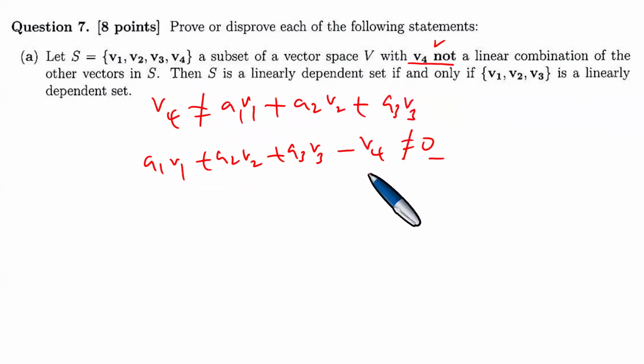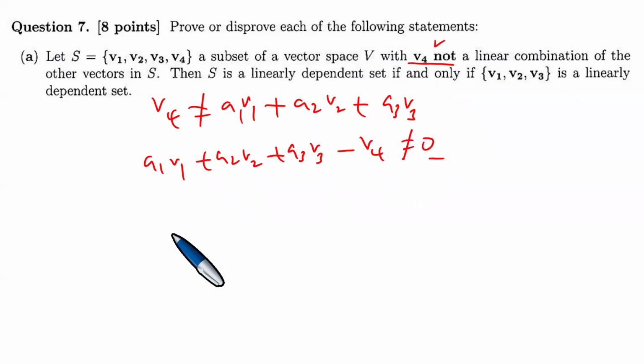So now we are dealing with a set. Because S has four elements, you have four vectors. S is a linearly dependent set if and only if the three vectors themselves form a linearly dependent set. So if V4 were to be a linear combination of this, you would write it like this, and that would imply S would be linearly dependent.